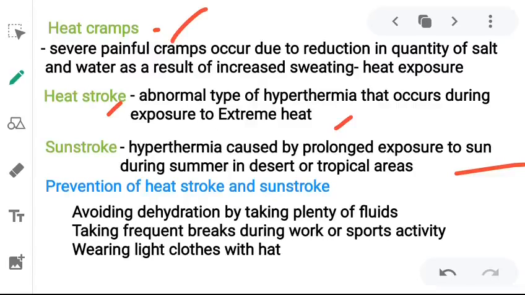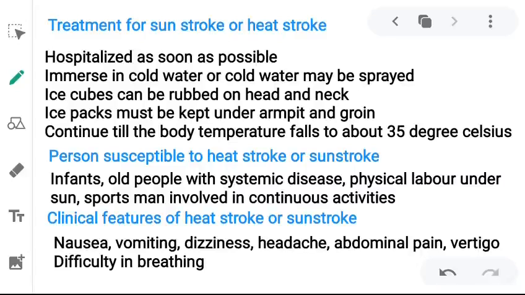Next, how will you prevent heat stroke and sunstroke? Avoid dehydration by often taking plenty of fluids. Then if you are going for any work under the sun, or if you are doing sports activity, you have to take rest in between. Then you have to wear light clothes with a hat.